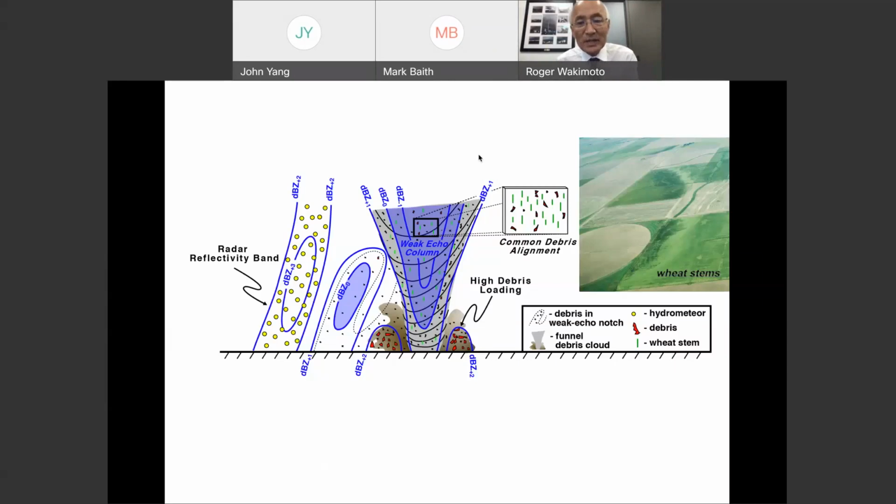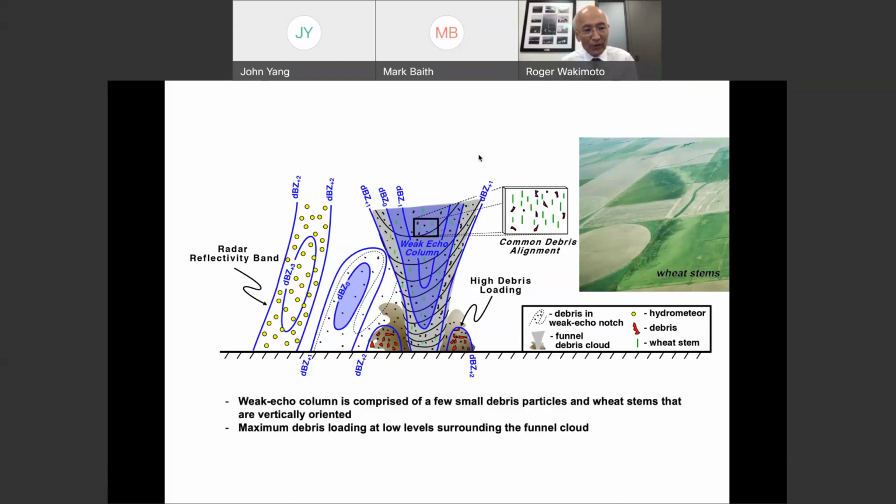Why did I say wheat stems? Because remember, I did the damage survey. And during this time, as I show here on this aerial photograph, this tornado was going through wheat field after wheat field, in addition to going through dirt. So there's no question that wheat stems were being ripped out of the ground and being lofted. And so the only logical explanation is that these wheat stems were oriented as shown in the schematic. So that's that first bullet here, about wheat stems that are vertically oriented.